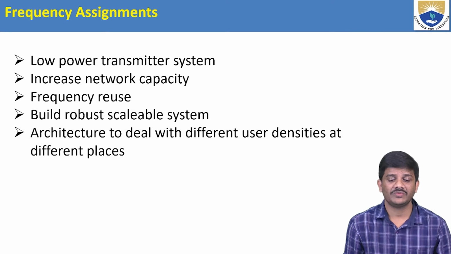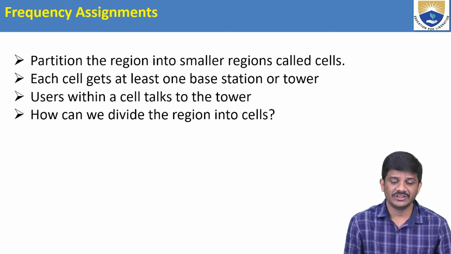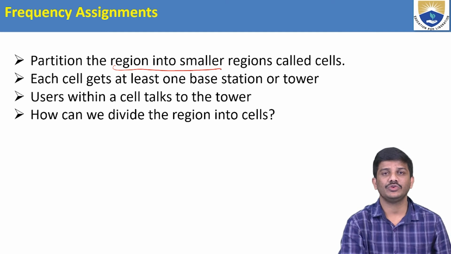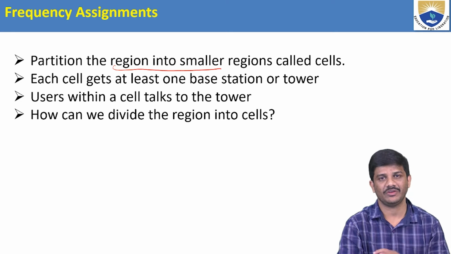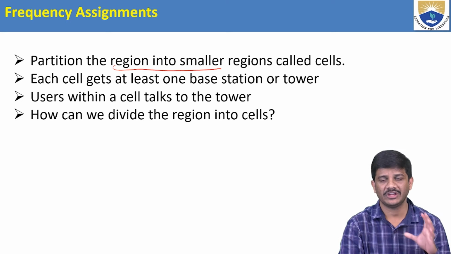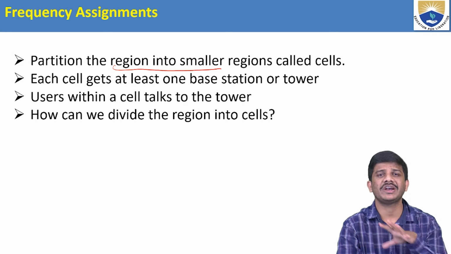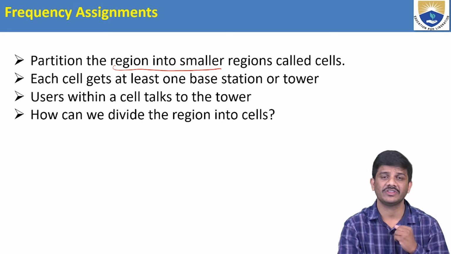With the help of low power transmitter systems, and also increasing the network capacity, the main concept of frequency reuse also builds a robust, scalable system. Whenever frequency is assigned, the architecture has to deal with different users at different places. Then we can see the partition of the region into smaller regions called cells. What is a cell? We know it. What is a group of cells? What is a microcell? What is cell splitting? We already learned this in the previous session. But here we give the partitions in the frequency assignments.